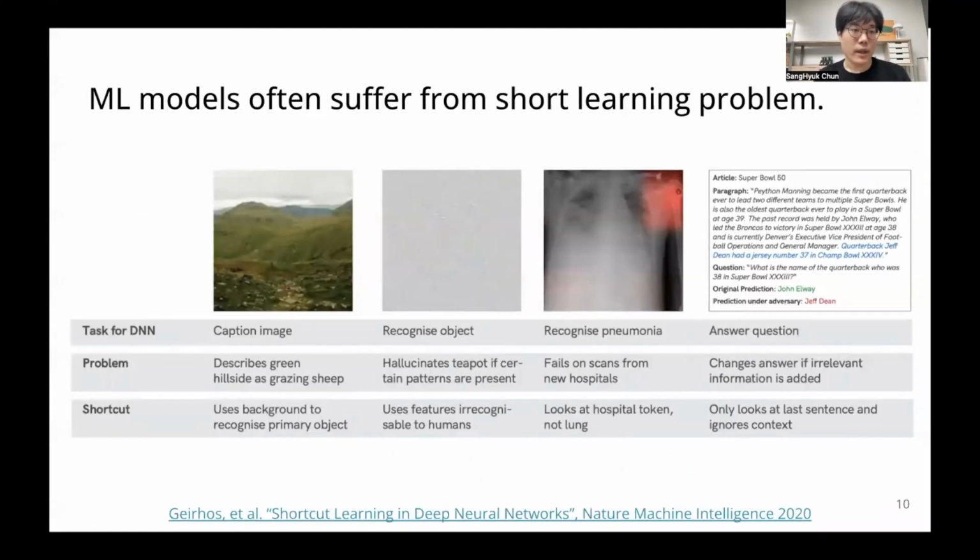There are also a lot of examples of shortcut learning in many applications. For example, an image captioning model describes this hillside image as a grazing strip because in the training dataset, most of the green hillside images contain grazing strips and most of the captions describe grazing strips instead of green hillsides. You can find more interesting examples in this reference paper.